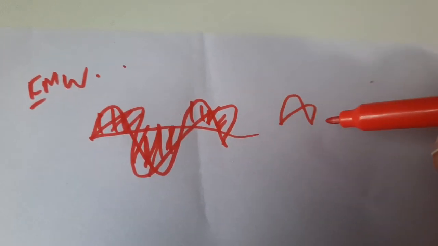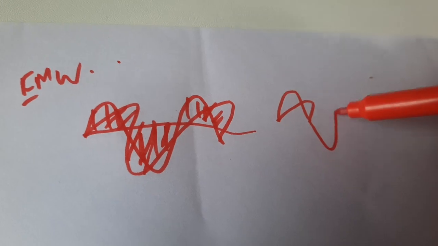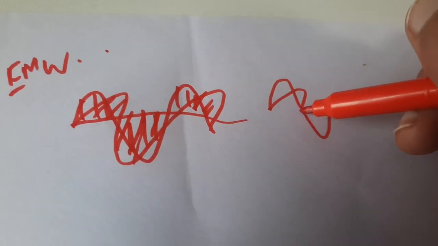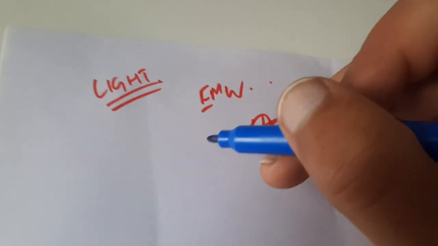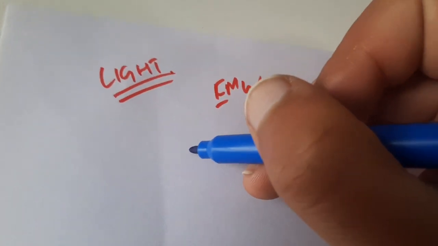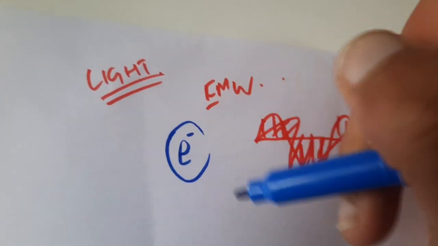Now, don't get confused into thinking that the electric field creates a magnetic field, and then the magnetic field creates another electric field, and then that creates a magnetic field. That is not what happens. What happens is that there is a source charge, which we can consider to be an electron.